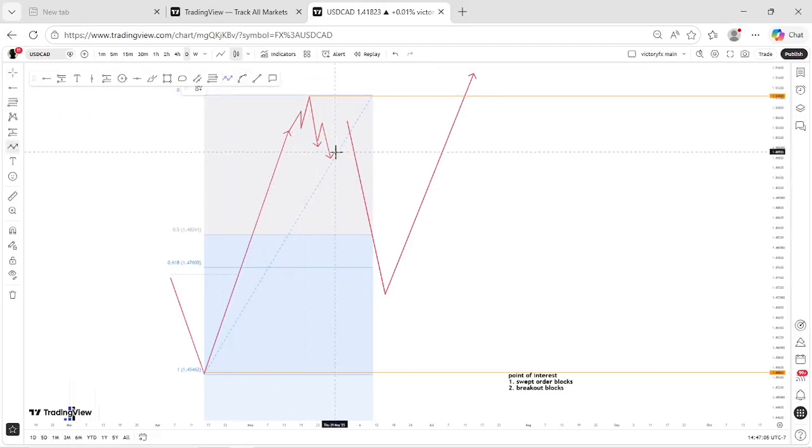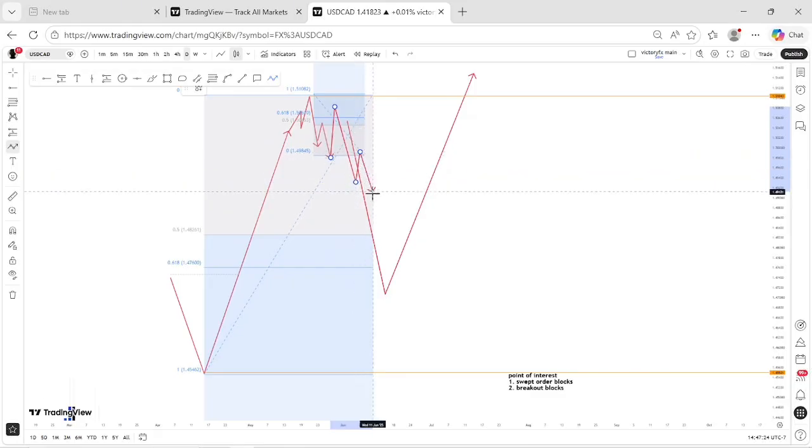So once I've seen this, I will have my new zone from here to here. Wait for price to trade into the discount onto the premium, because I'm looking for sales here. Premium, I'll sell off, right? I see another sweep, break of structure, inducement, and then POI.